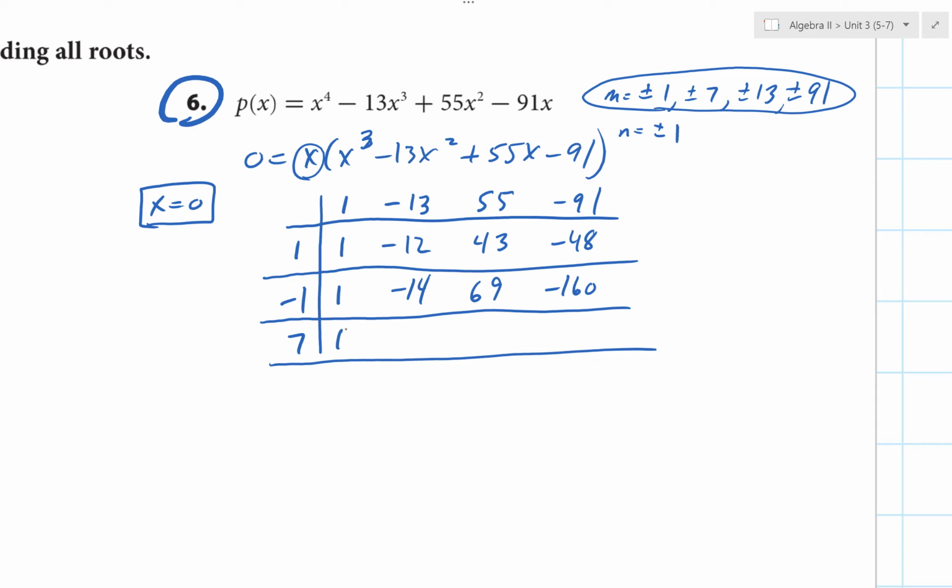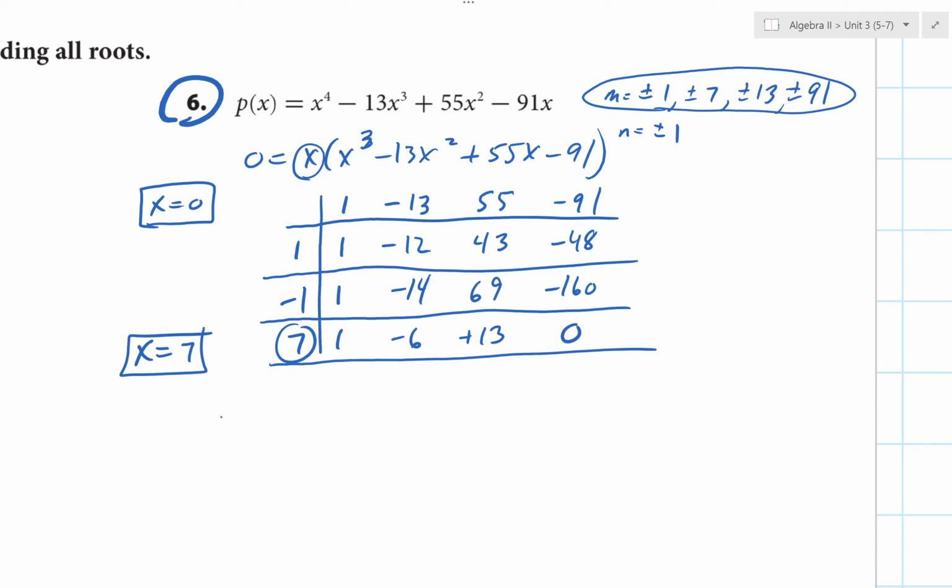Bring down the 1. 7 and negative 13 is negative 6. Multiply, you get negative 42. Add that to 55, and we get 13, positive 13. 7 times 13 is 91. Add that to negative 91, and we get 0. So we just found a root. So now we know x equals 7 as another real root. And we also know the remaining factors.